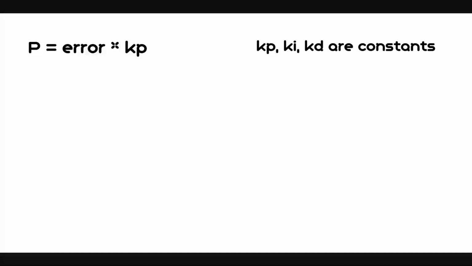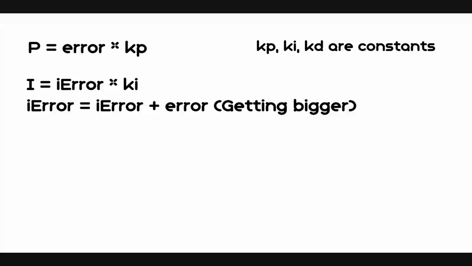The proportional formula should be error times Kp, which is proportional to the error. And the I should be I error times Ki. And you'll be wondering what is I error. It's just all the errors adding up. In code, we just have to write I error equals I error plus error, which is getting bigger all the time. This helps fix the long-term drift.